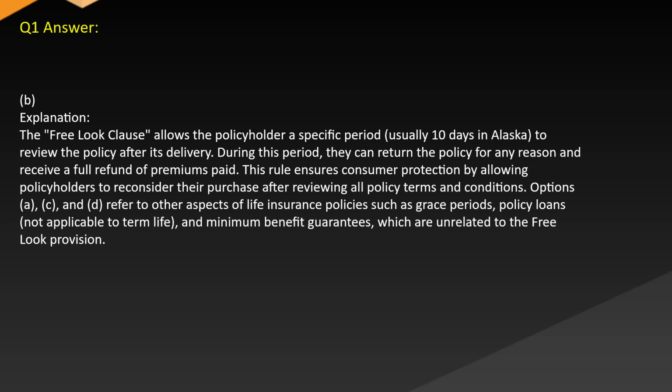Options A, C, and D refer to other aspects of life insurance policies such as grace periods, policy loans, not applicable to term life, and minimum benefit guarantees, which are unrelated to the free look provision.